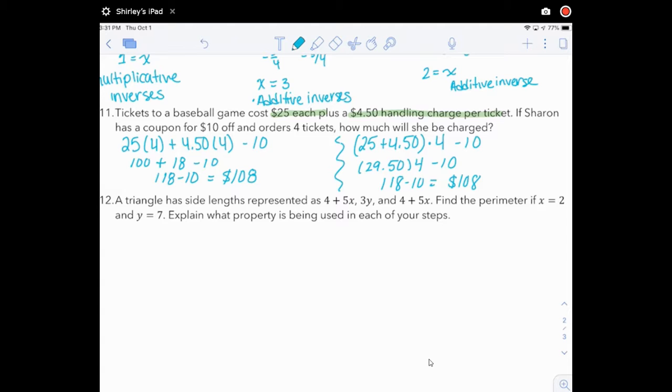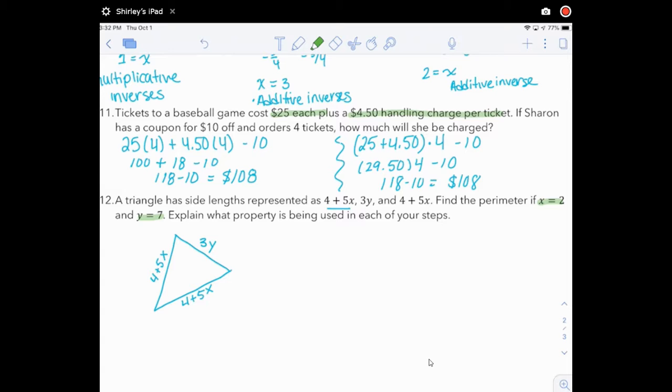First thing I want to do anytime I see some kind of weird geometry problem like this, there are a lot of sides flying around, a lot of algebra looking stuff, I'm going to draw a picture. I'm given what each side is represented as. So I have 4 plus 5x, 3y, and 4 plus 5x. I need to know what the perimeter is. They give me some information. X has a value of 2. Y has a value of 7.